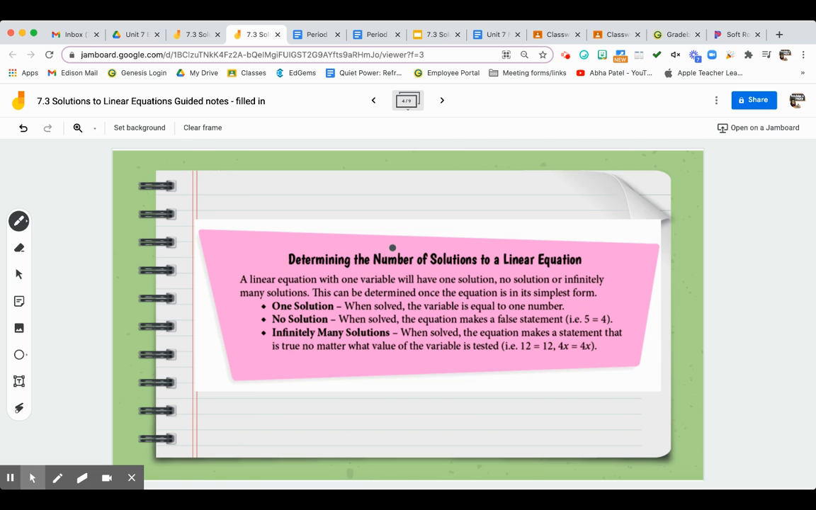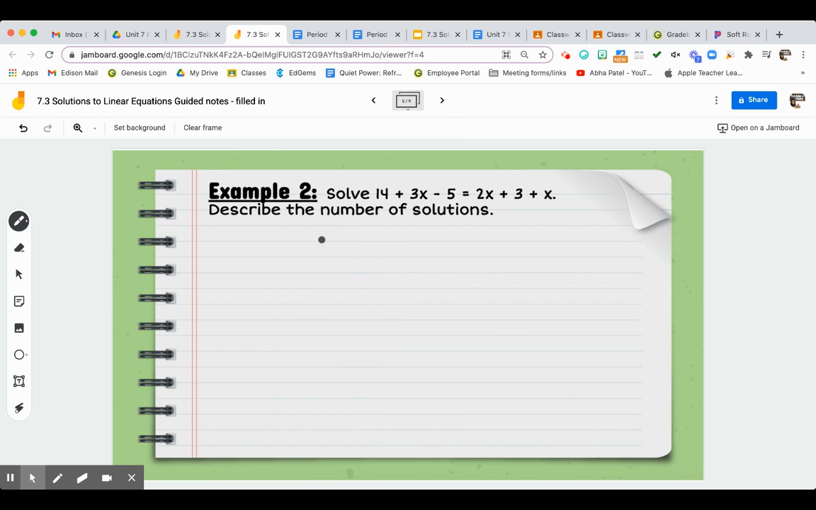So we just talked about it, but you can go ahead and read this on your own. If you want, pause the video and read what it says. A linear equation with one variable will have one solution, no solution, or infinitely many solutions. This can be determined once the equation is in its simplest form. It's one solution when solved, the variable is equal to one number. No solution when solved, the equation makes a false statement, like 5 equals 4. Infinitely many solutions when solved, the equation makes a statement that's true no matter what value of the variable is tested.